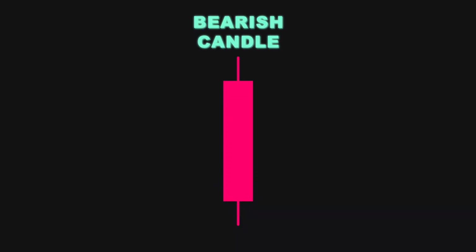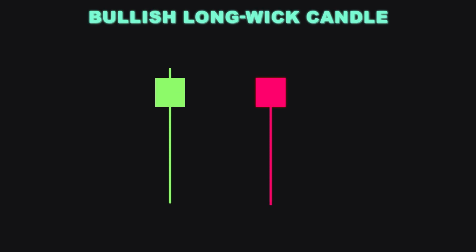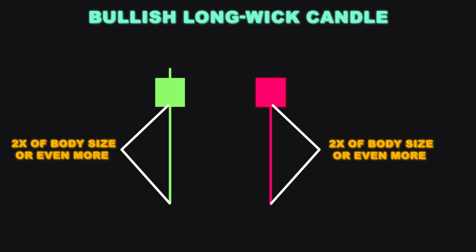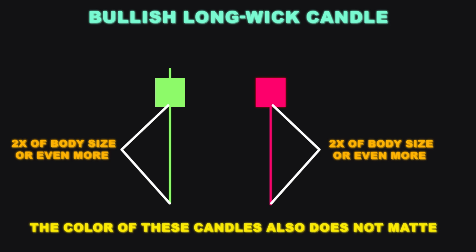The second one is the bearish candlestick. This candle is a big red candle with a small lower shadow and upper shadow. All these are variants of the red candle. The next one is the bullish long wick candle. This candle's body will be small, and the upper wick may or may not be present, but the lower wick will be double the size of its body. The color of these candles does not matter.